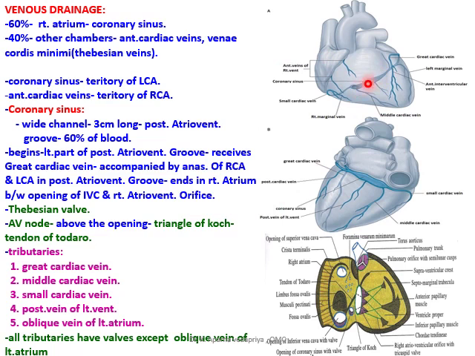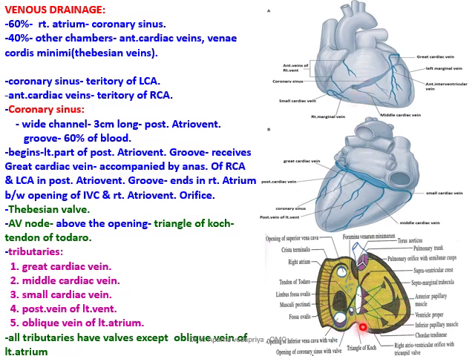So this coronary sinus is a wide channel of about 3 centimeters long, lodged in the posterior atrioventricular groove, accompanied by the right coronary artery and the circumflex artery. And this coronary sinus is formed by the great cardiac vein. And lodging in the posterior atrioventricular groove, the coronary sinus opens into the right atrium.